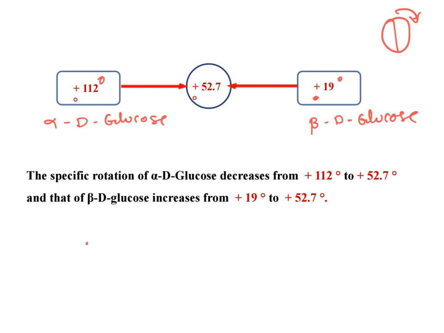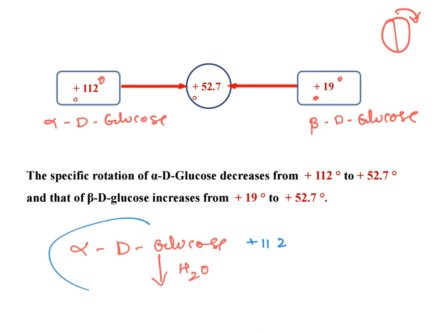If I take alpha D glucose and dissolve it in water, what happens here? The specific rotation of alpha D glucose is 112. If I dissolve it in water, slowly this specific rotation changes, and finally it shows a constant specific rotation. And how much will it show? Plus 52.7 degrees.